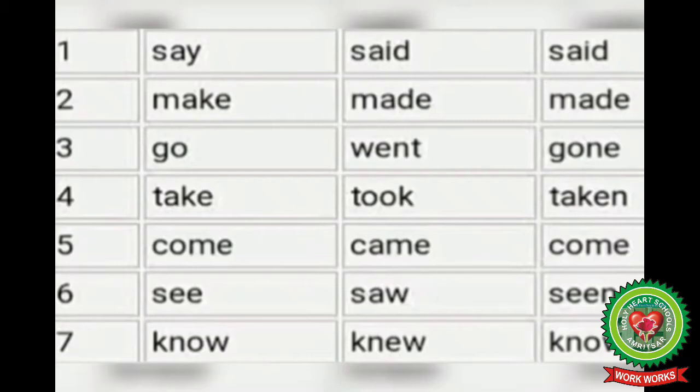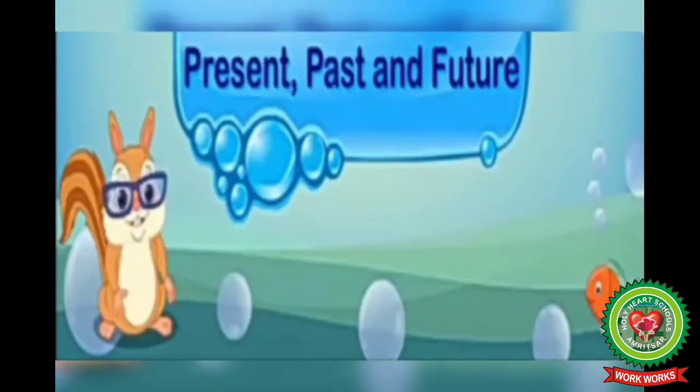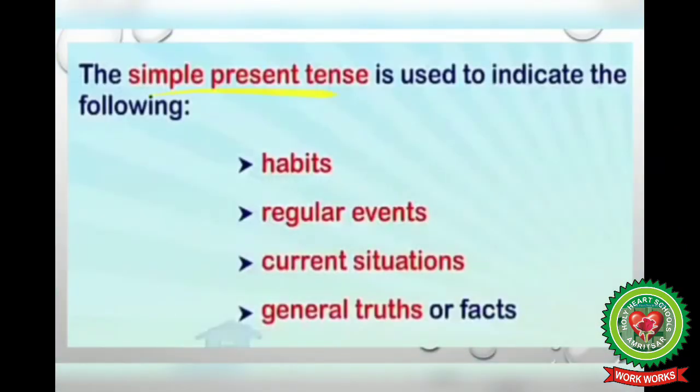In the same way, go, went, gone, take, took, taken, come, came, come, see, saw, seen, know, knew, known. Now, we will discuss present, past and future tense in detail. First is your simple present tense. The simple present tense is used to indicate the following, that is habits, regular events, current situations, general truths or facts.